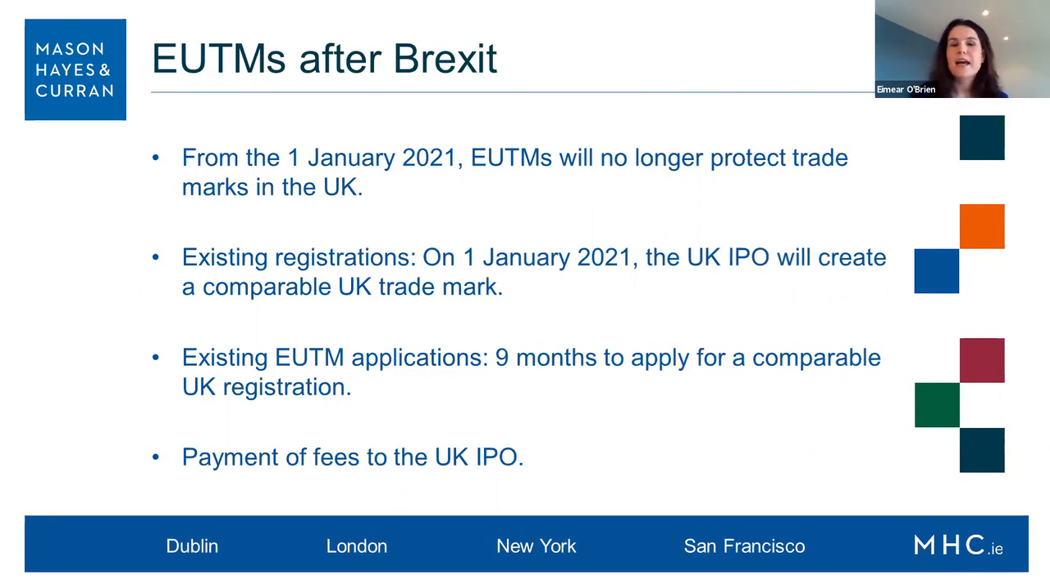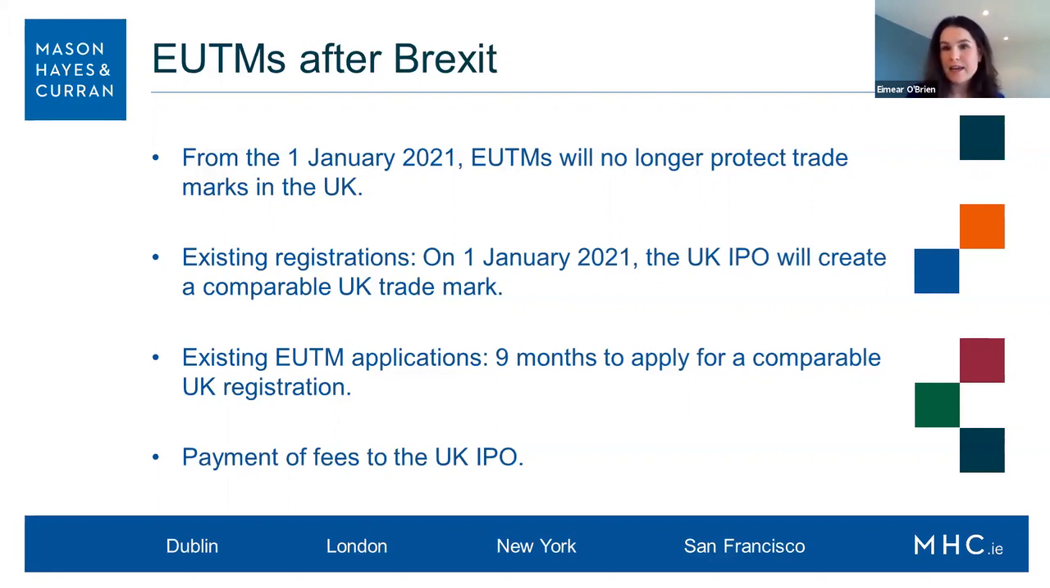So now, if you have an existing application before the EUIPO that's not likely to reach registration before the 1st of January next year, what will happen is that you'll be given 9 months from the 1st of January. So essentially, you'll be given until the 30th of September 2021 in order to let the UK IPO know that you would like to apply for a comparable registration. And what that will mean is that a comparable registration will be created exactly the same as in the previous point. It will have the same filing date as the EUTM application, and it will have all the same details.